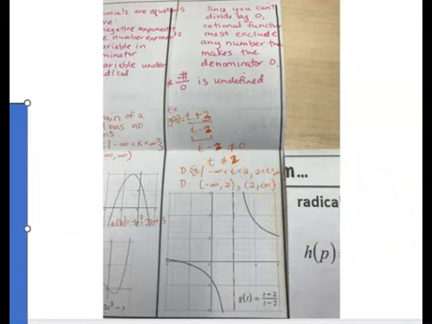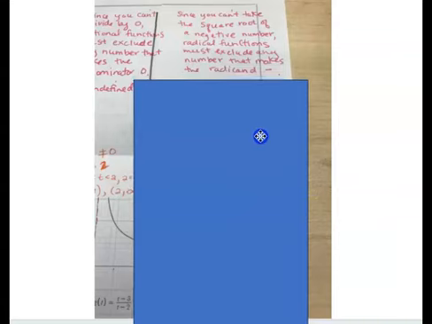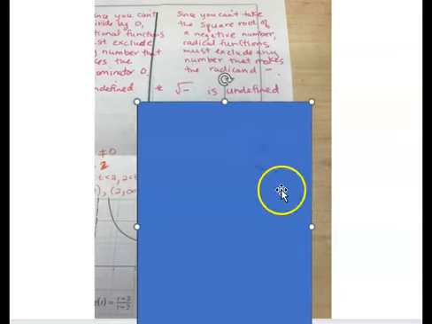And then finally, radicals. You cannot take the square root of a negative number, okay? So if you have a radical, that's the one with the square root symbol. If you have any number that makes what is underneath the radical negative, then that is going to be undefined. For example, the square root of negative 4 is undefined.